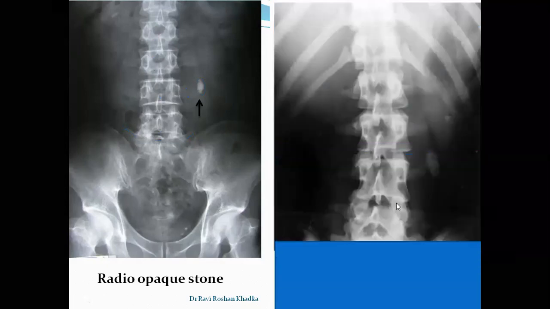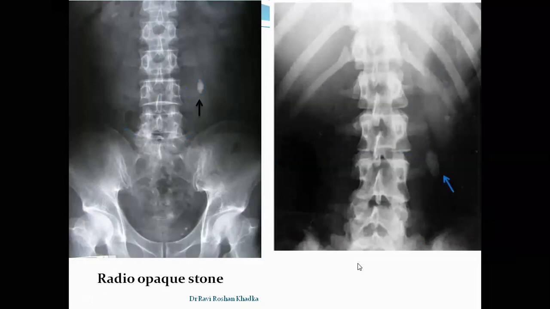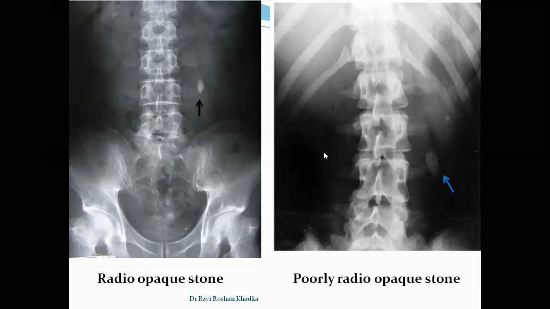See, I have the picture here. Still, there is a radiopaque shadow which can be seen, most probably around the number 5, number 4 vertebra. So this is an elongated radiopaque shadow. Here this shadow is not as bright as the shadow in the left picture. Still, it is radiopaque. So this is still a radiopaque stone, but it is poorly radiopaque. Might be strawberry stone. We have to check it later on by chemical analysis, stone analysis.